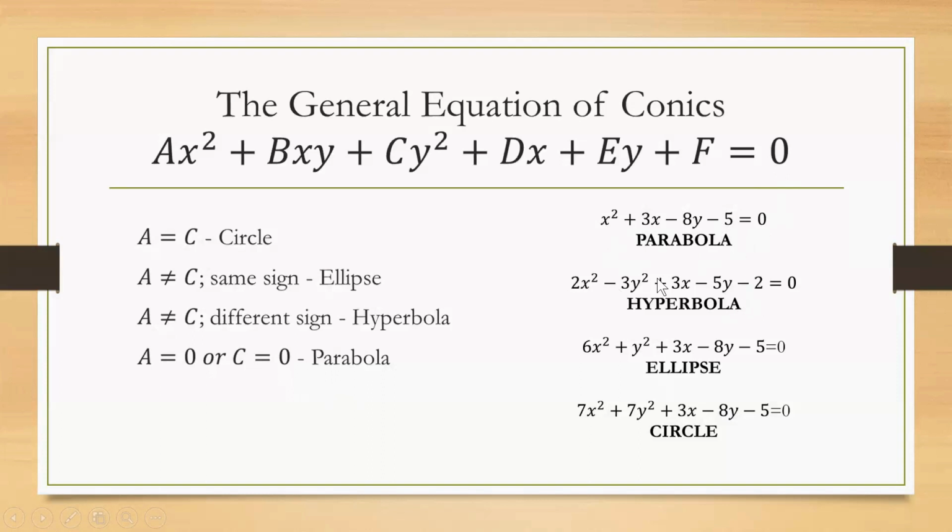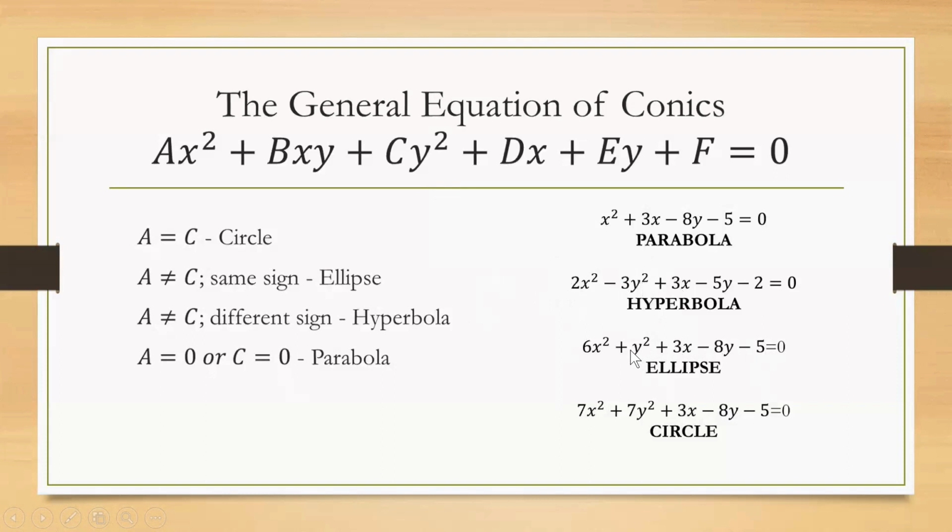Next, we move on to the second one: 2x squared minus 3y squared plus 3x minus 5y minus 2 equals 0. This is a hyperbola because not only are our A and C coefficients different, they also have different signs. Our A is positive, but our C is negative.